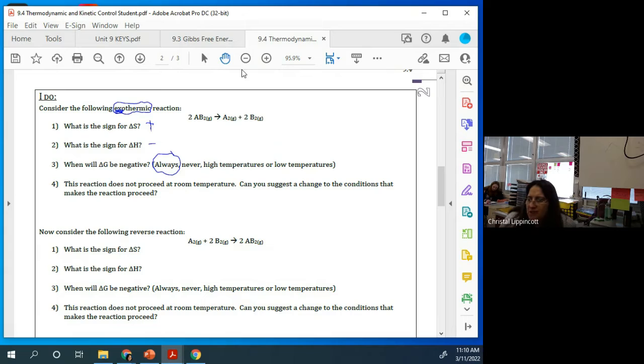This reaction does not proceed at room temperature. Can you suggest a change to the conditions that make the reaction proceed? Okay, so we could increase the temperature to give the reactants more energy. So we could increase temp to give more energy. There's one other way.